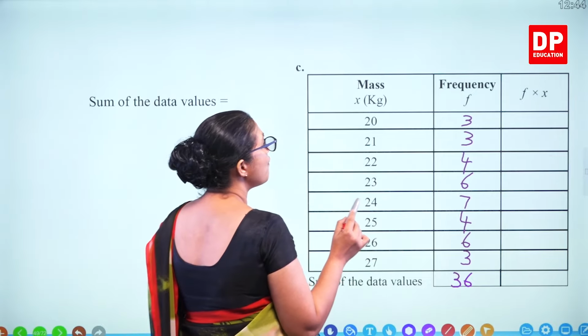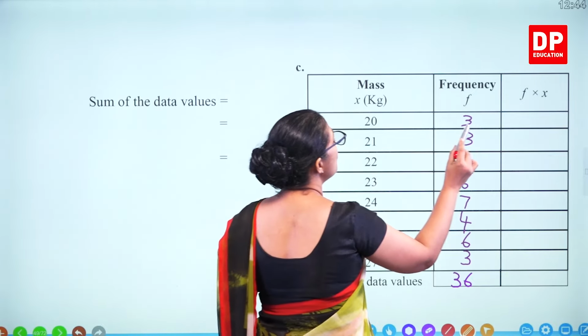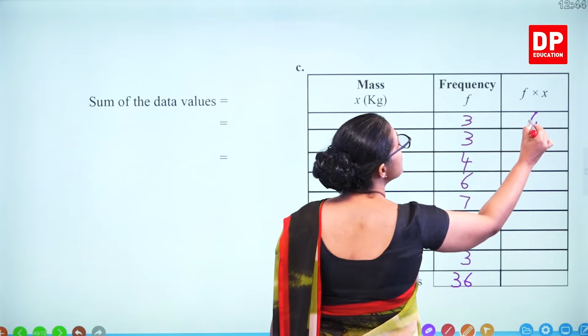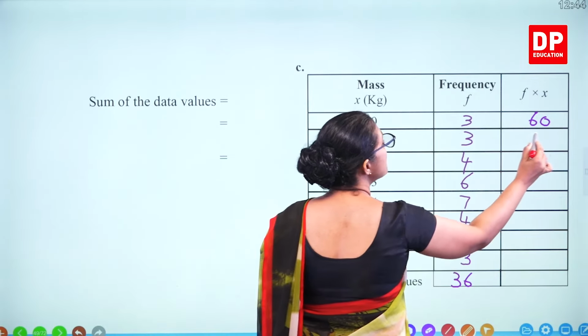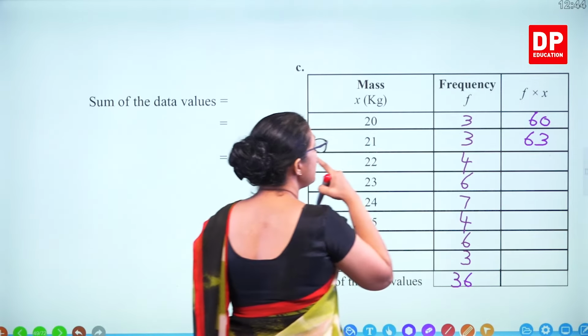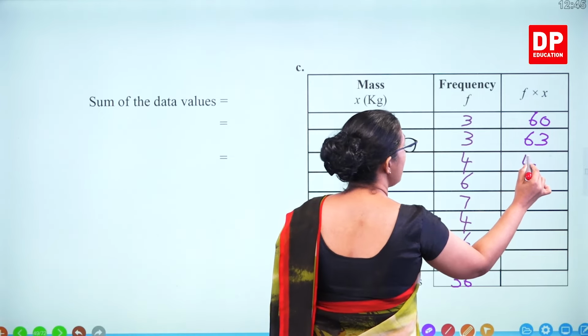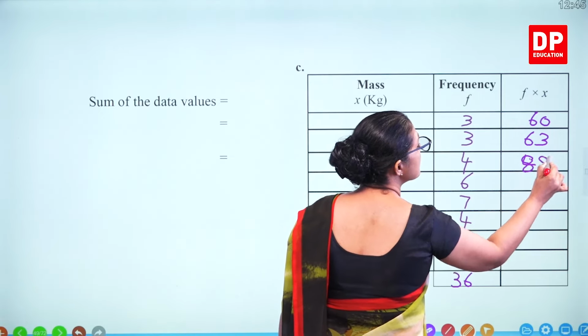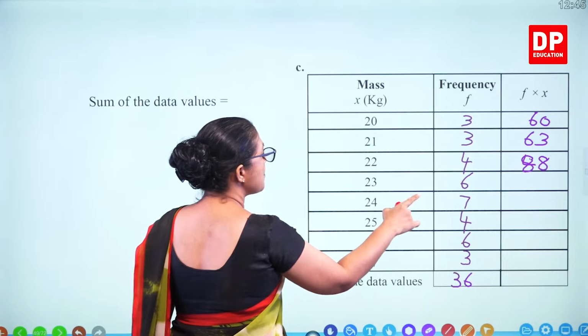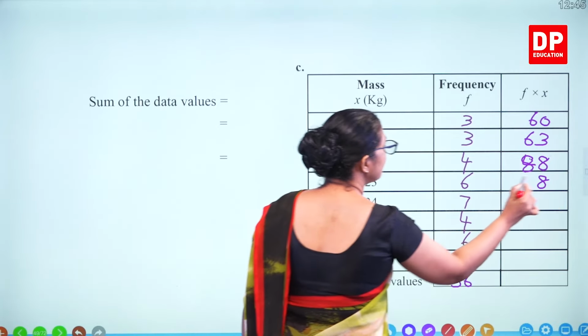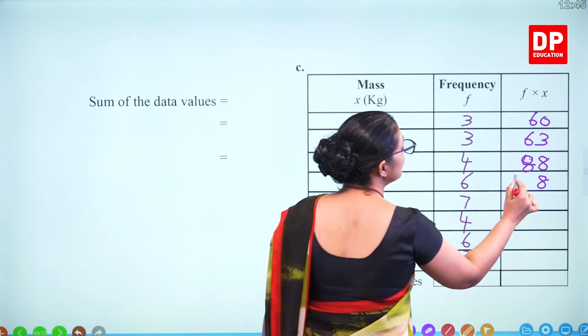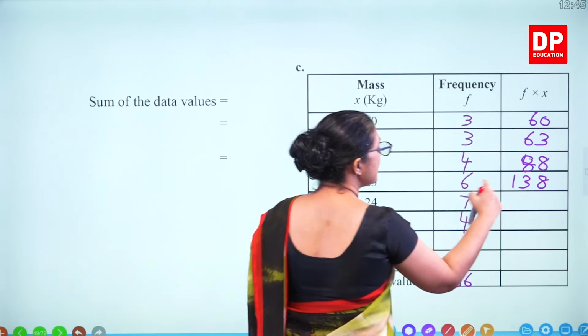Now we'll find out fx. Multiply these two. 20 times 3, that's 60. 21 times 3, 63. 22 times 4, 88. 23 times 6, 138. 6 times 3, 18.